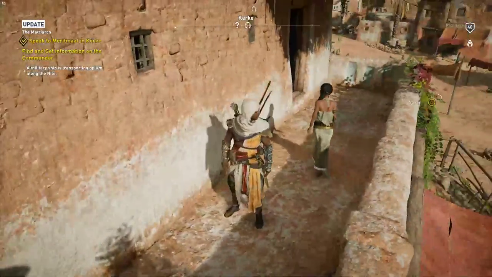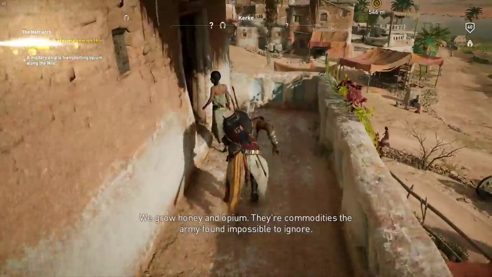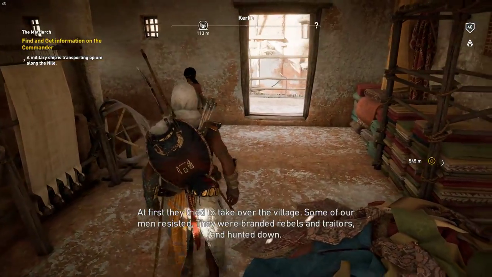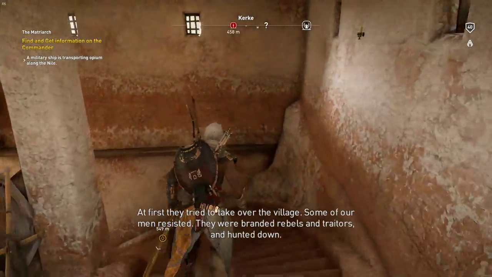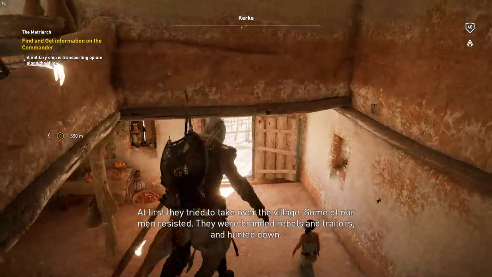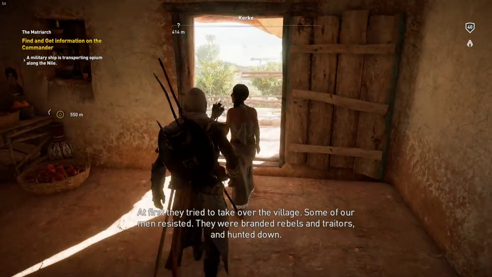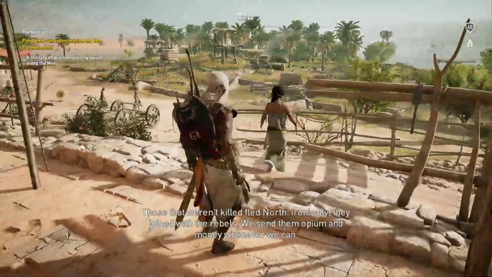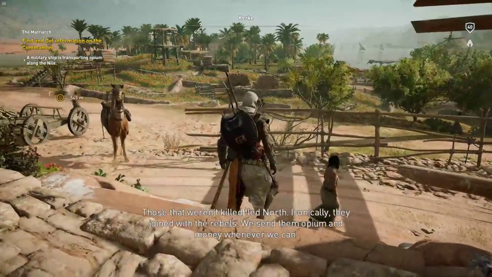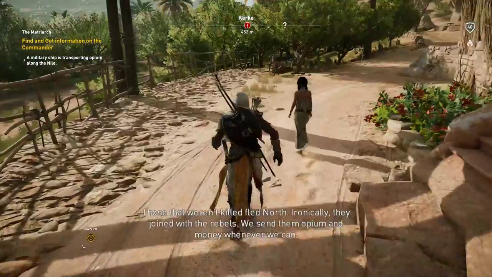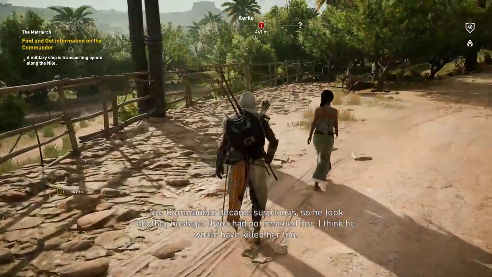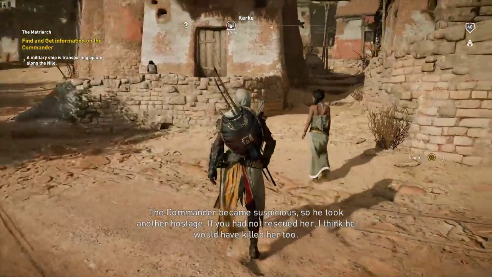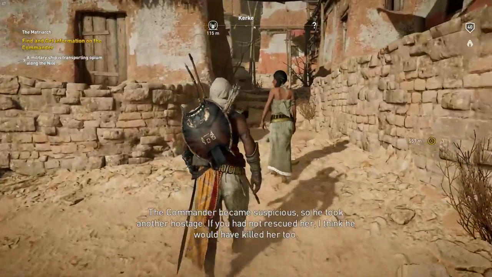How did this all happen? We grow honey and opium. They are commodities the army found impossible to ignore. At first, they tried to take over the village. Some of our men resisted. They were branded rebels and traitors, and hunted down. Those that were not killed fled north. Ironically, they joined with the rebels. We send them opium and money whenever we can. The commander became suspicious, so he took another hostage. If you had not rescued her, I think he would have killed her too.